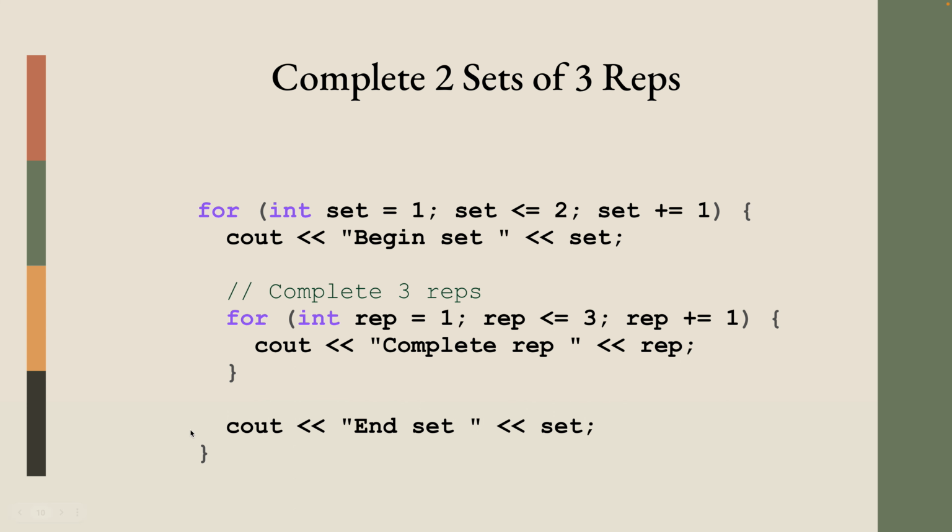Then we exit this loop, we run the outer loop again. And now, because this is a new time we're seeing this for loop, it will set int rep equal to 1 for us. So this is another benefit of for loops over while loops: when we're doing nested for loops, it will automatically reset this variable in the inner loop. Does that make sense? Questions? Okay.